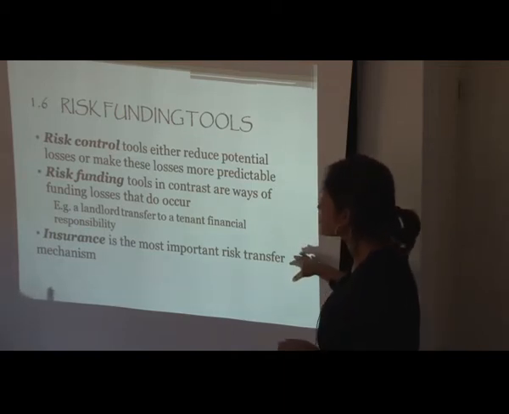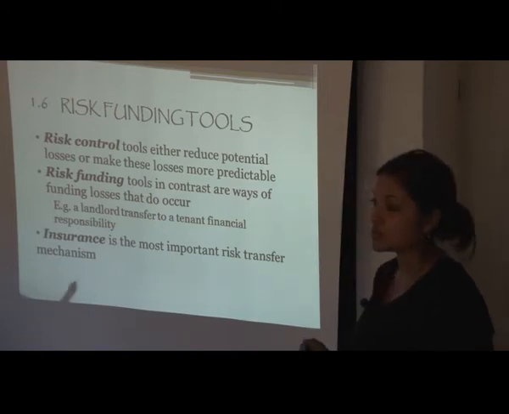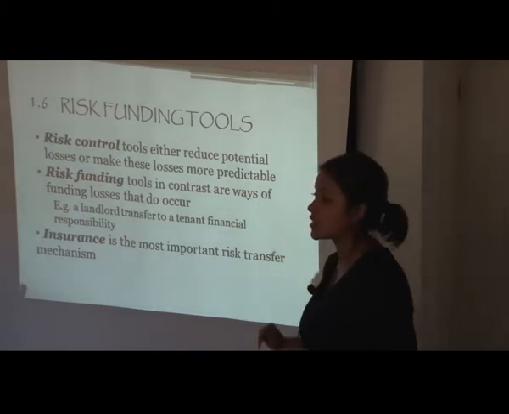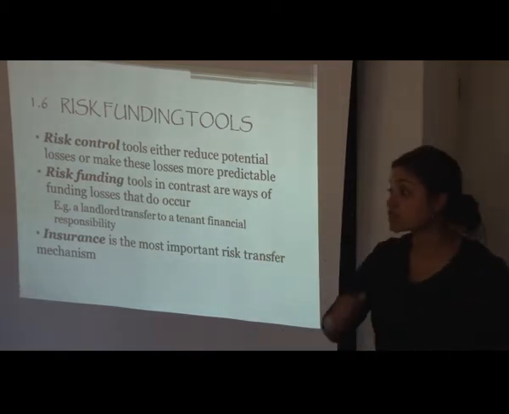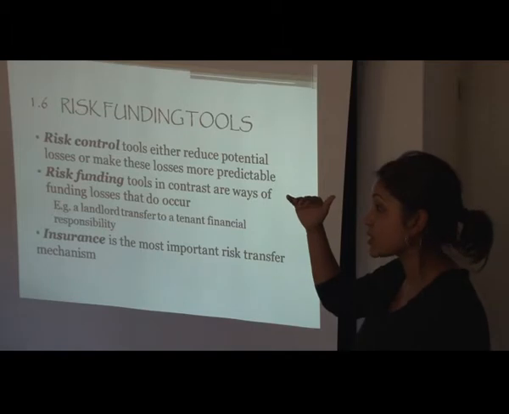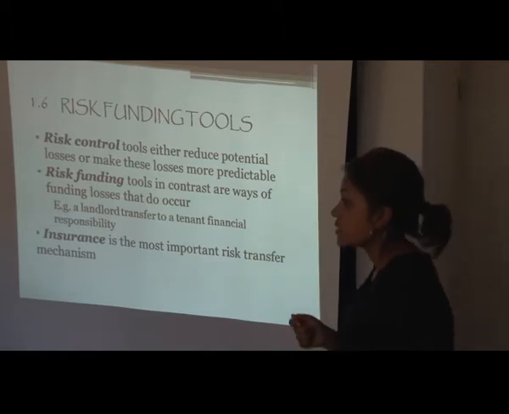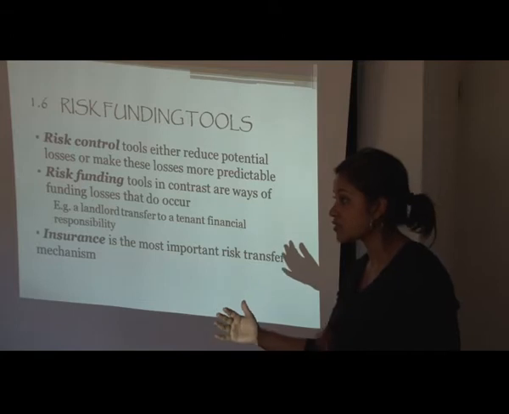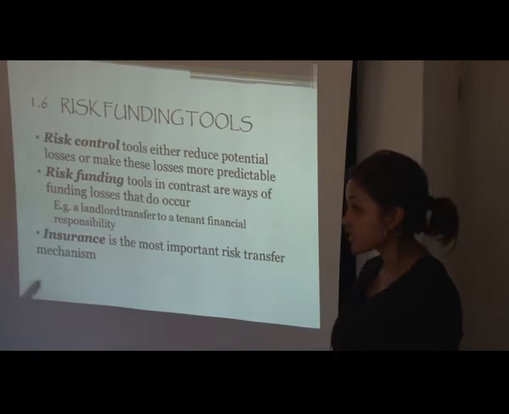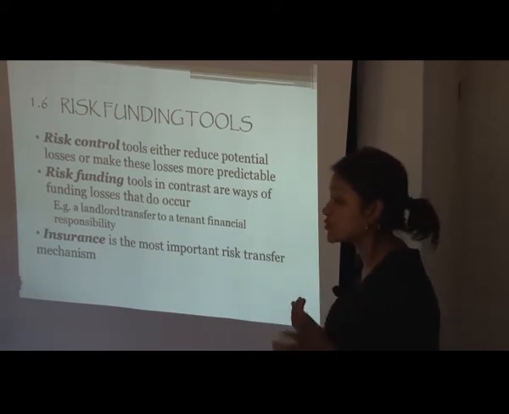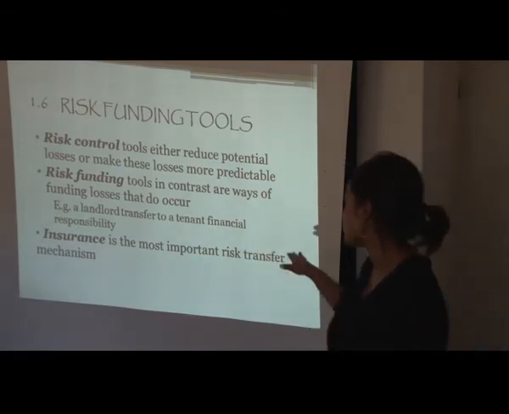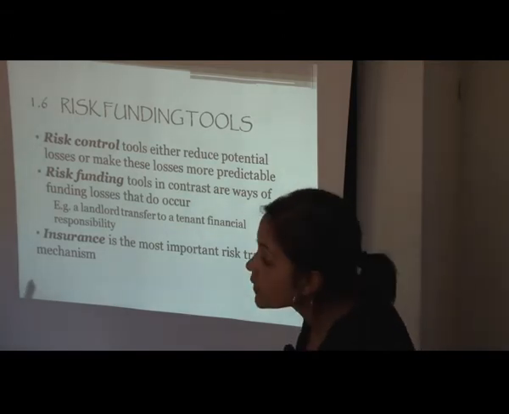And then risk funding tools, right? What is a risk funding tool? An example that would be used was the landlord transfer the risk to a tenant financial responsibility. Let's use the cost of water as an example, right? So either the landlord can bear the cost if the cost of water goes up, or you can alter your lease in such a way where, due to the current situation, we will now bill you accordingly and be fully reimbursed for your water usage. That's a way that the landlord will not be exposed to the high, escalating costs of water as an example. And then insurance, as you mentioned, Jacques, is the most important risk transfer mechanism, right?